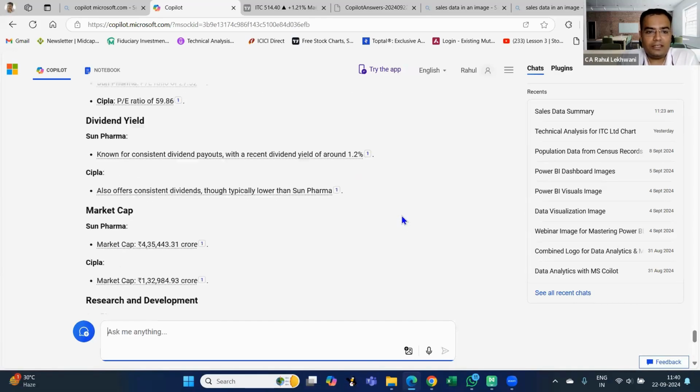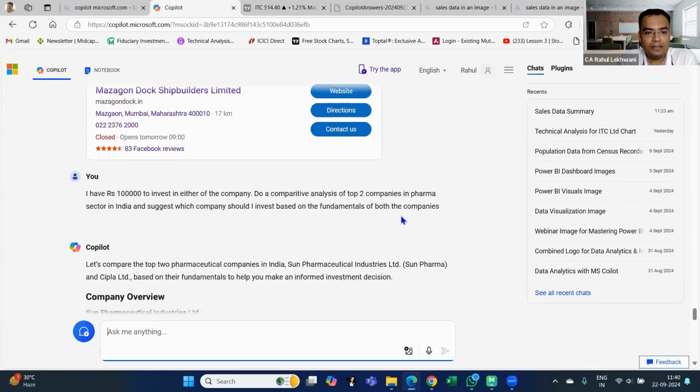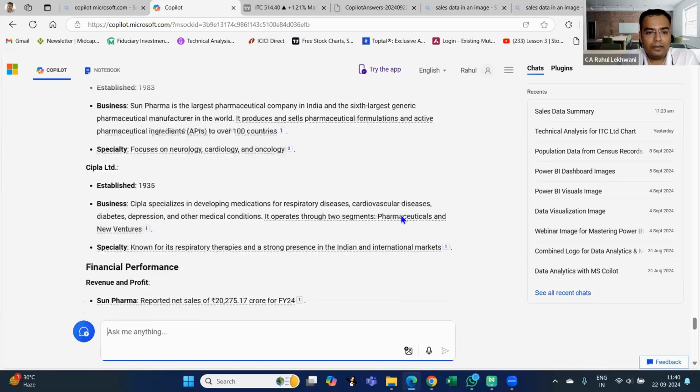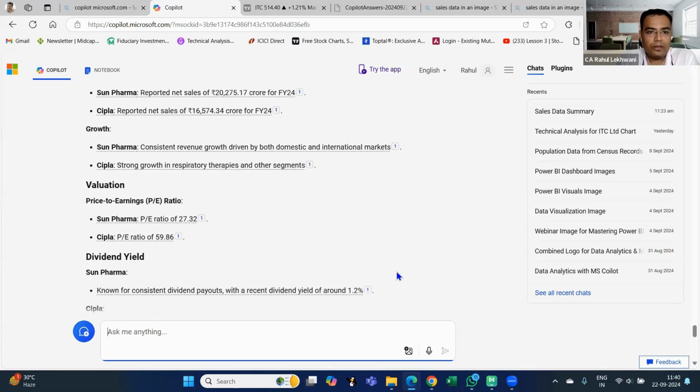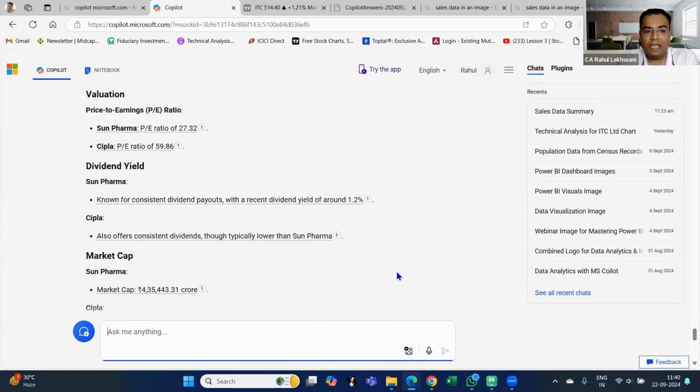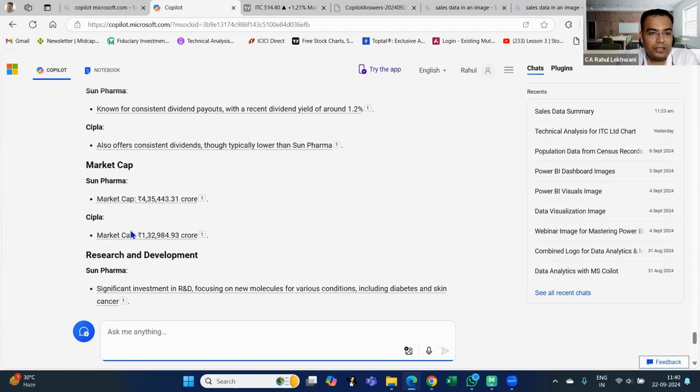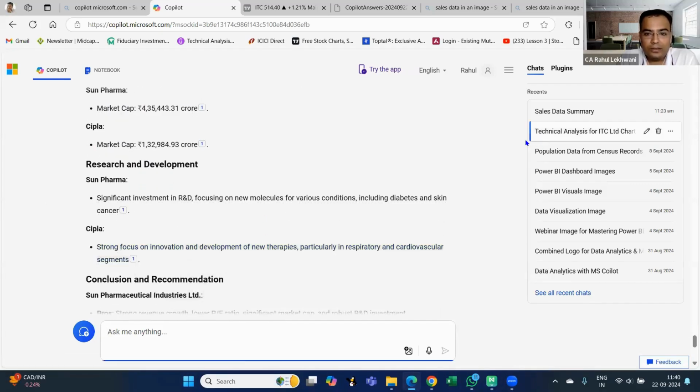Okay. So let us try to see and decide. See, 20,000 crore is Sun Pharma and 16,000 crore is Cipla. Then PE: Cipla is very costly, 60 PE, and this is 27 PE. This is a no-brainer. Sun Pharma is a no-brainer in terms of taking a bet. Now see, market cap is 4 lakh crore. This is only 1 lakh crore. Okay, right?